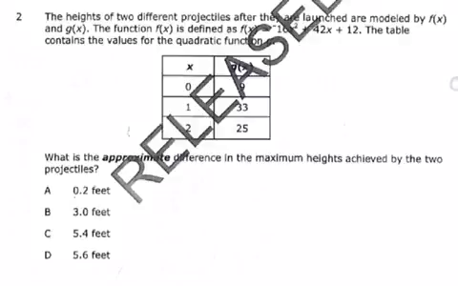Alright, check out number 2 with me. The heights of two different projectiles after they are launched are modeled by f of x and g of x. And it gives us the equation for f of x here, and then a table for g of x.